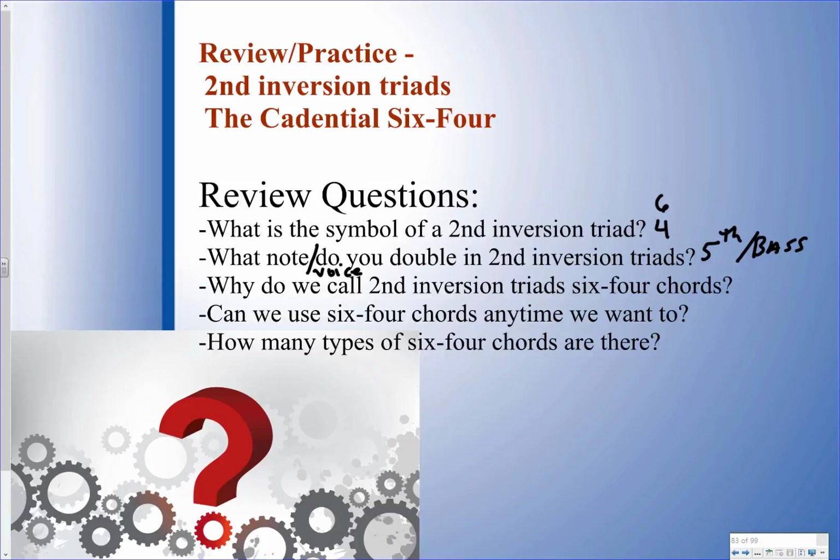6/4 chords are called 6/4 chords simply because the fifth is in the bass and other voices are singing the sixth above the lowest note and the fourth above the lowest note, therefore making it a second inversion triad. We are limited with our use of 6/4 chords. We cannot use them anytime we want to. They are rare and happen infrequently and only in certain special spots. And there are 4 types of 6/4 chords. Hopefully you can recall some of them, especially the cadential 6/4, which we've spent some time on today.